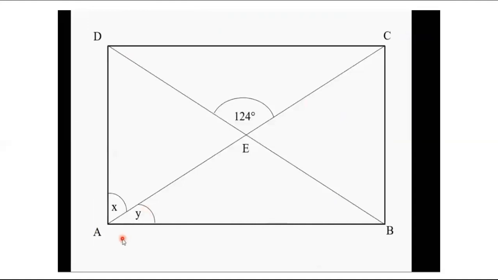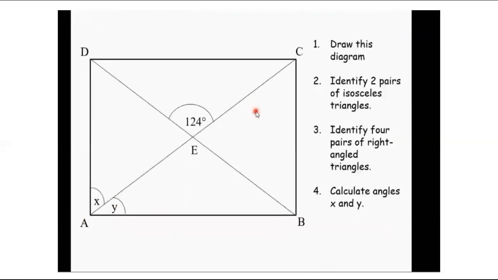Now, students, we have to draw this shape and solve the following questions. So let's see, the shape is having 124 degrees of angle and there are two unknown angles. So we have to draw this diagram and identify two pairs of isosceles triangle, identify four pairs of right angle triangles, and also calculate the angles x and y. So apparently it's looking very difficult, but it's not difficult at all. Solve this and come back after turning on the video once again.